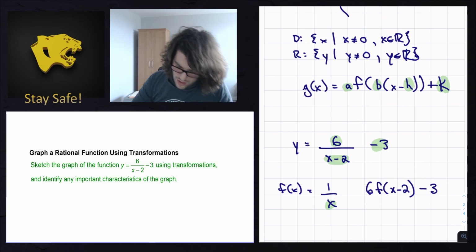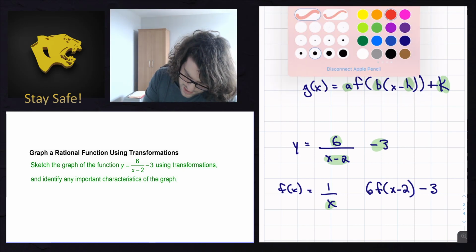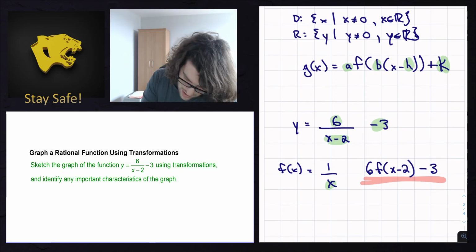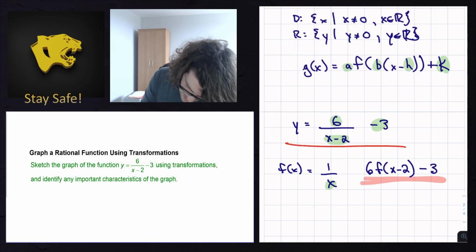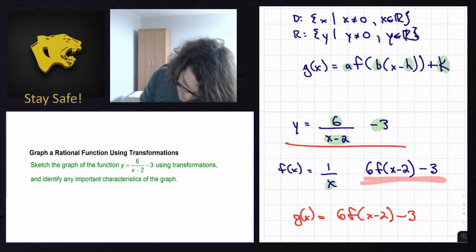So you might not be used to rational functions, but we should be able to read off this particular statement and feel pretty comfortable about it. So that's a vertical stretch of 6. It's moved 2 units to the right, and it's moved 3 units down. And those transformations are what allow us to get this new function right here. So g of x, which is our y in this case, is equal to 6 times this very plain function. That's the 1 over x function.